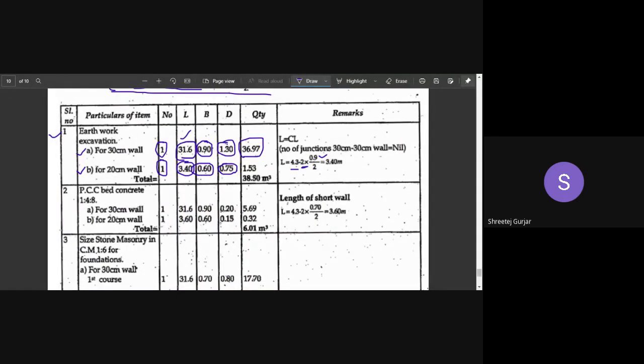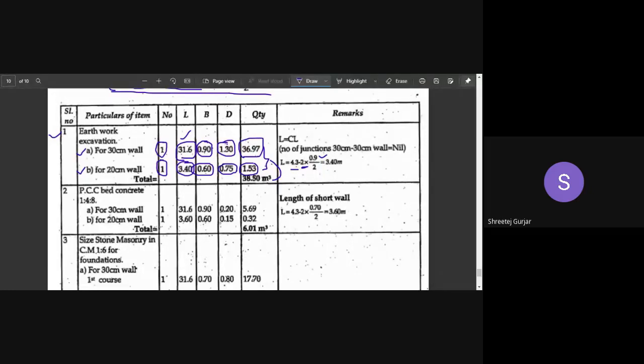So multiplying this, we get the quantity as 1.53, and the summation of these two will give us the total quantity of excavation in earthwork required, that is 38.5 meter cube. So this is what is your earthwork in excavation.